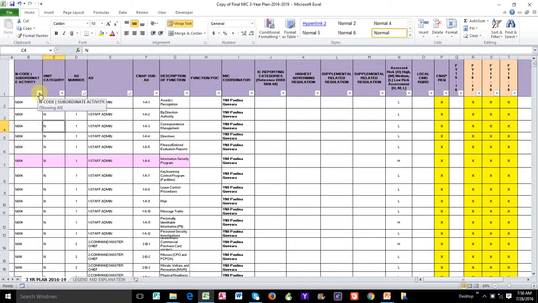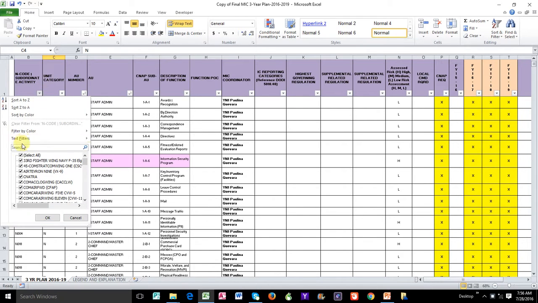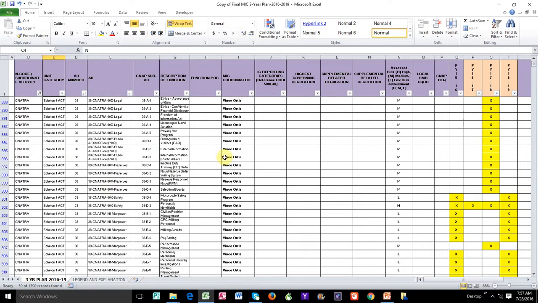You do that by going into the encode / subordinate activity column, hitting the drop down, taking off the select all, and then choosing your particular unit. Once you do that, what we'd like you to do is make sure that information is accurate. Do we have everything that does belong to you?